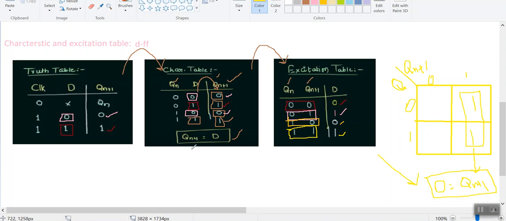And Qn+1 is equal to D is our characteristic equation. So this is the concept regarding the characteristic and excitation table for the D flip-flop.